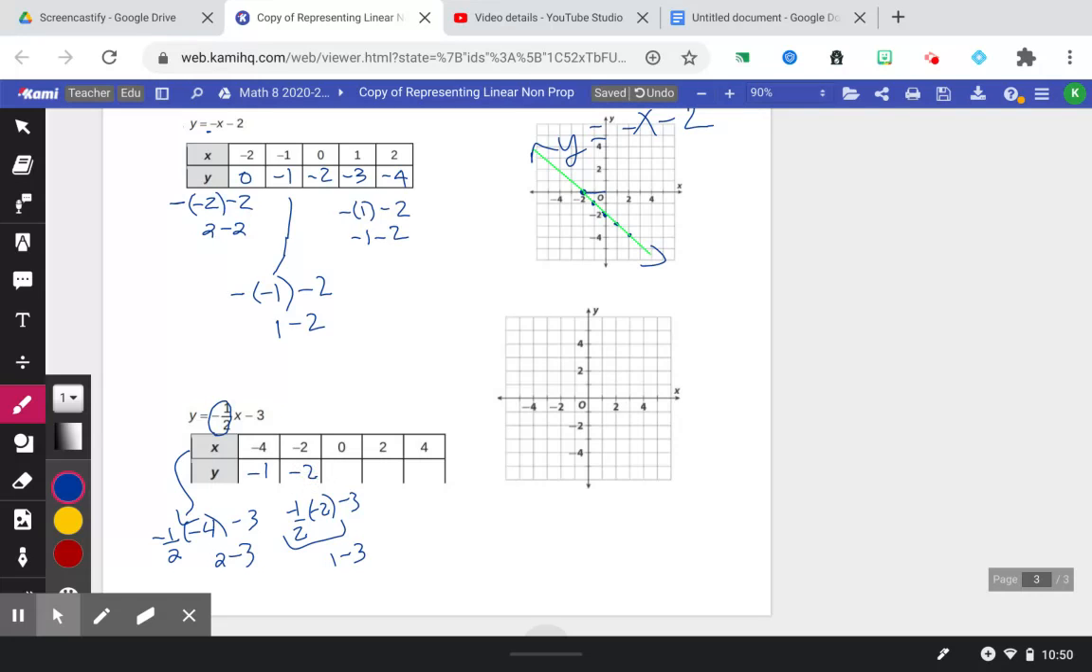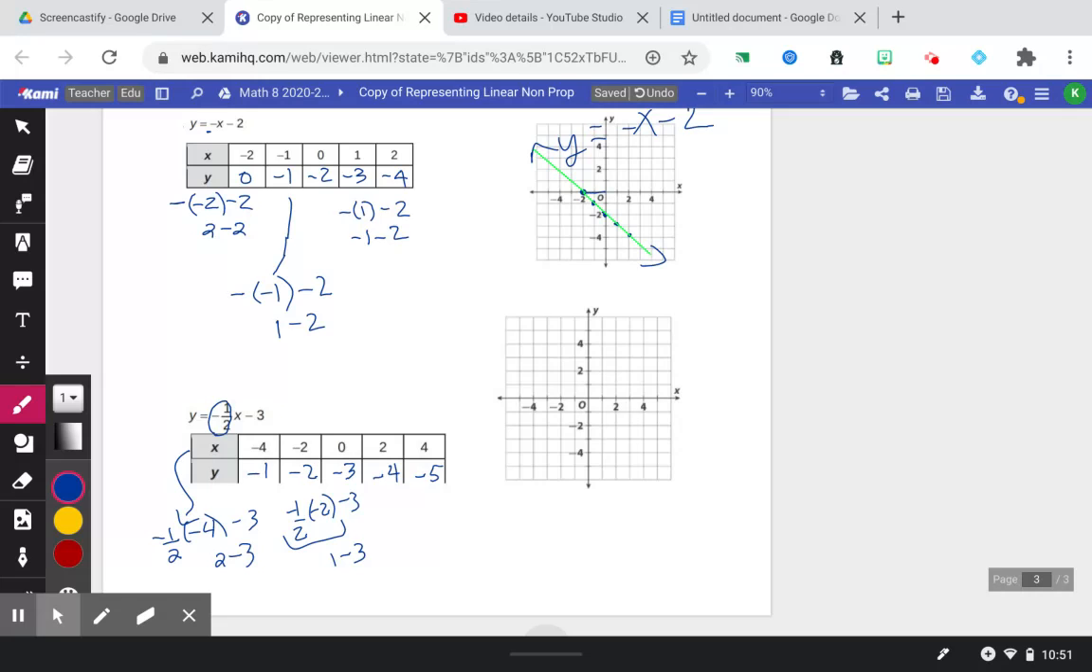Okay? Negative 1/2 times 0 will be 0, minus 3, you get negative 3. Negative 1/2 times 2, you get negative 1, minus 3 is negative 4. And negative 1/2 times 4, we get negative 2. Negative 2 minus 3 is negative 5. And you guys can put this in the calculator to get your y values. Okay? All right, let's plot these points.